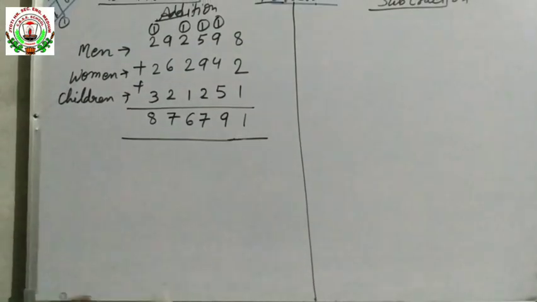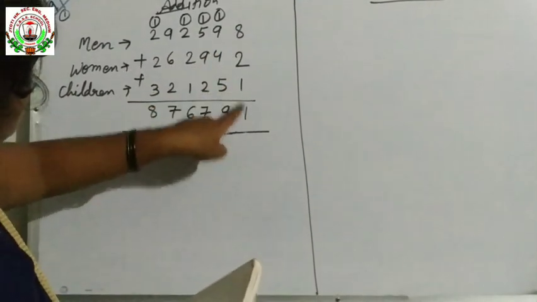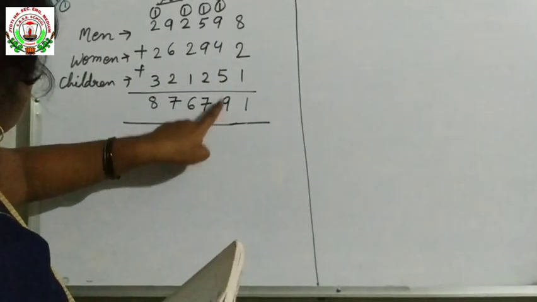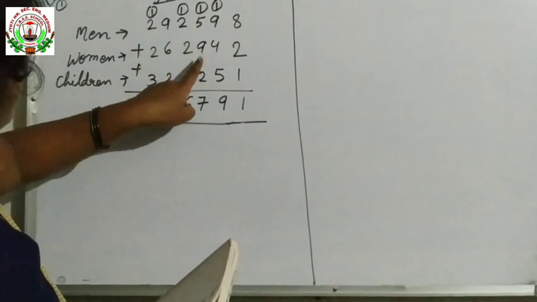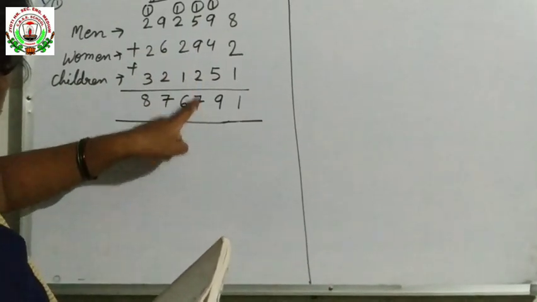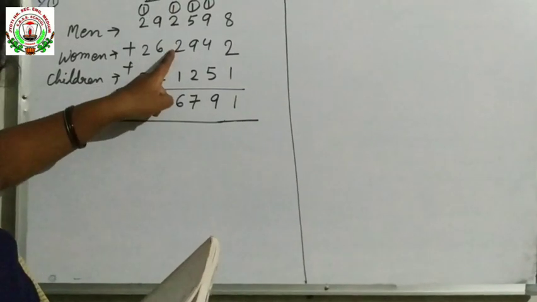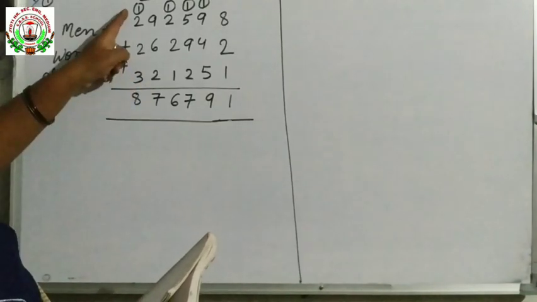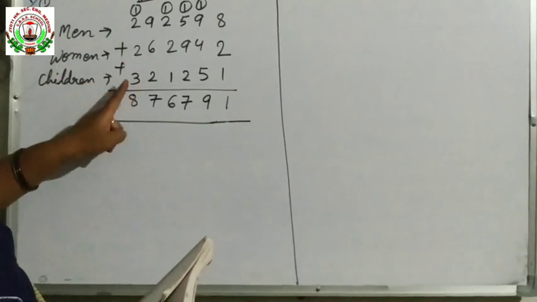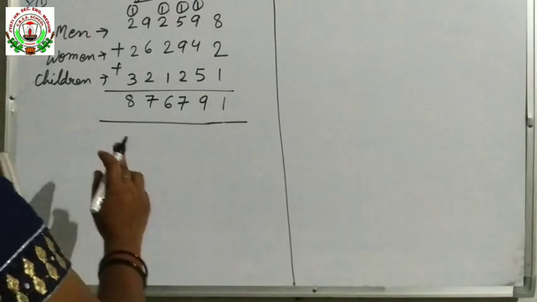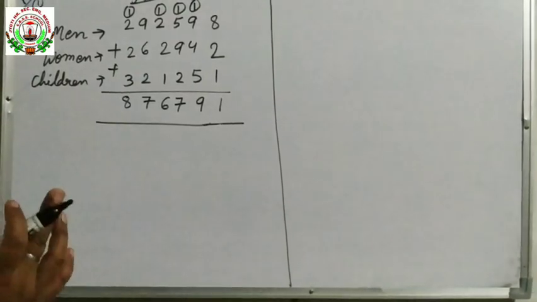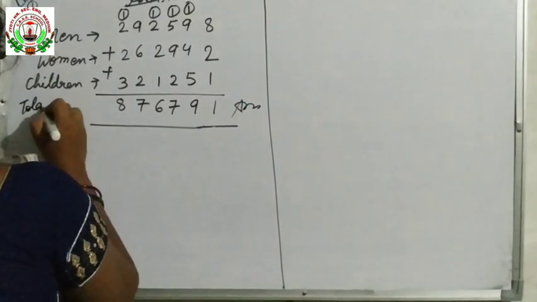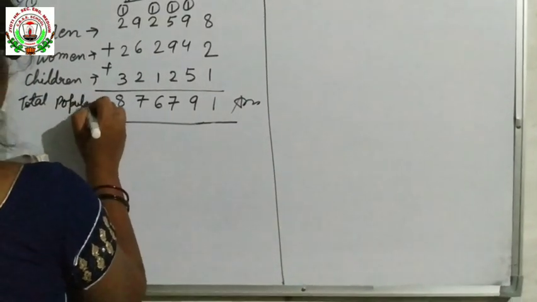Okay, check it once again. 8 plus 2, 10, 10 and 1, 11, 1 carry. 9 and 1, 10, 10 plus 4, 14, 14 plus 5, 19, 9, 1 carry. 5 and 1, 6, 6 plus 9, 15, 15 plus 2, 17, 7, 1 carry. 2 and 1, 3, 3 plus 2, 5, 5 plus 3 is 8. So you will also check in exam time, then you will put the correct answer. So it is the total population of the city.